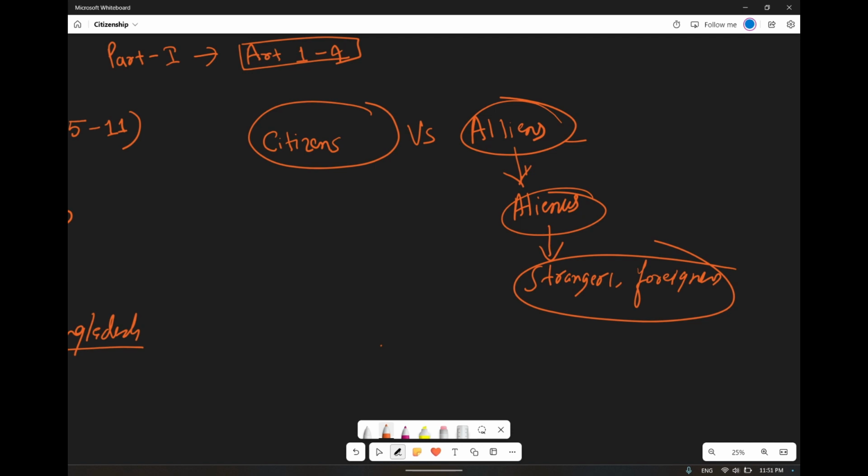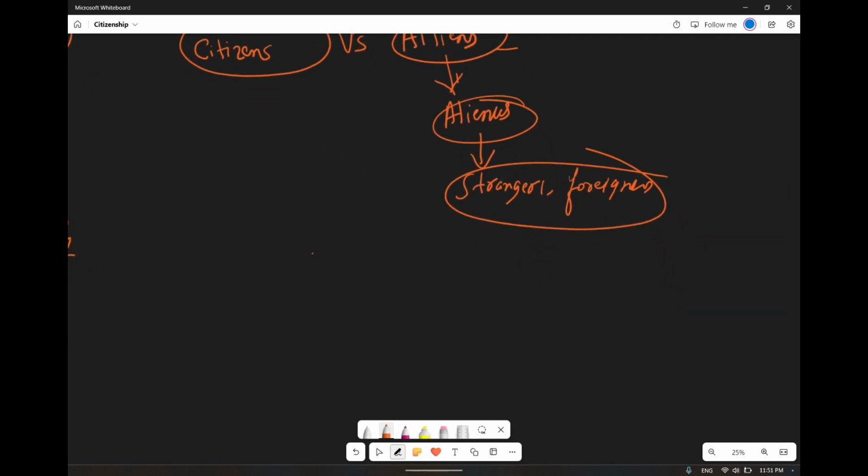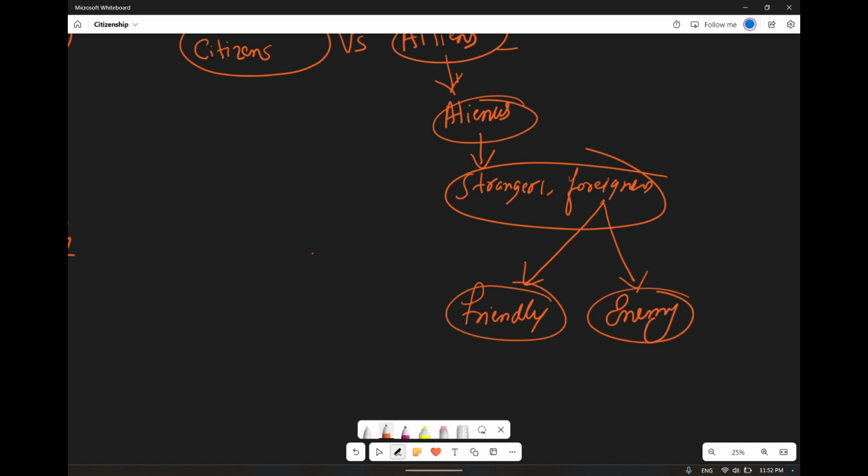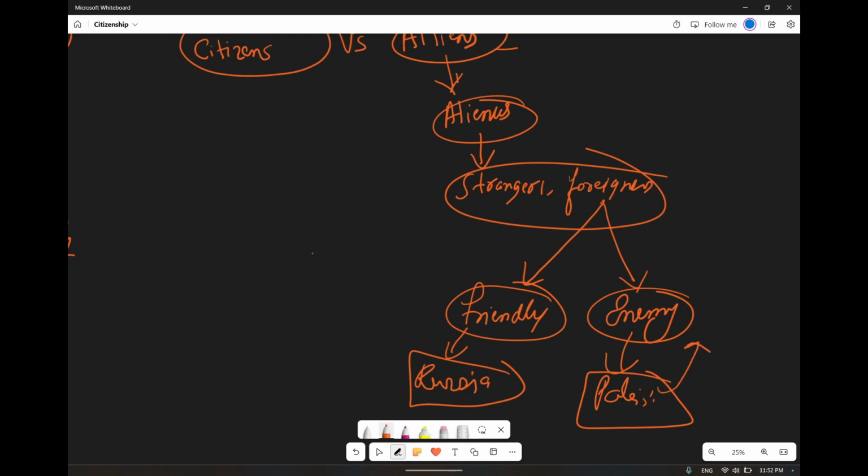Within the foreigners also, when we tell someone as a foreigner, there will be two bifurcations. One foreigner will be of friendly nature, and another foreigner will be an enemy. Let us suppose one foreigner has come from the USA or Russia, and one foreigner has come from Pakistan. Most probably the case of Pakistan will be considered under the enemy case, and the case of Russia will be considered the friendly nature case. I'm just giving an example.